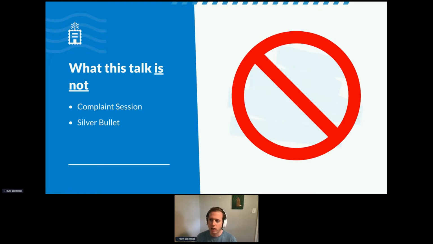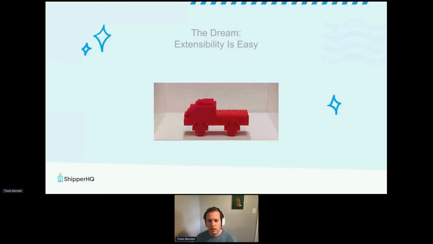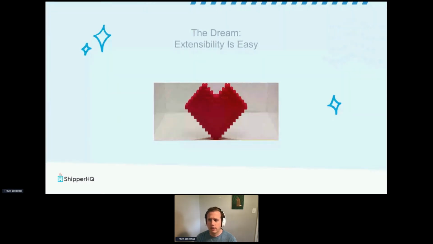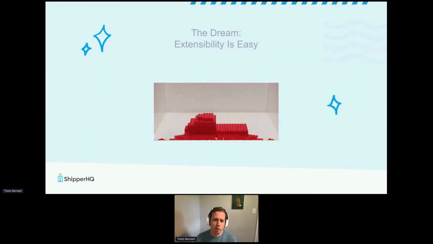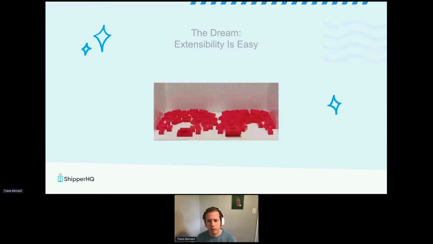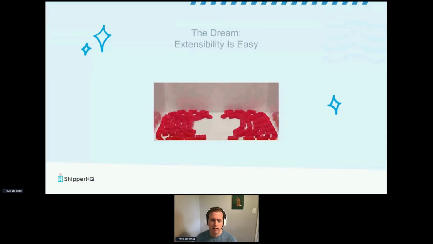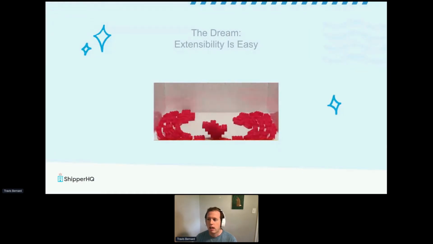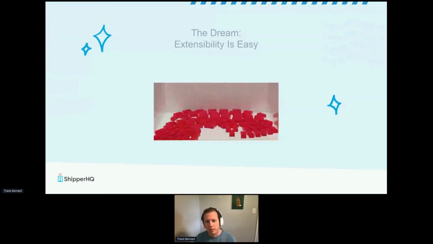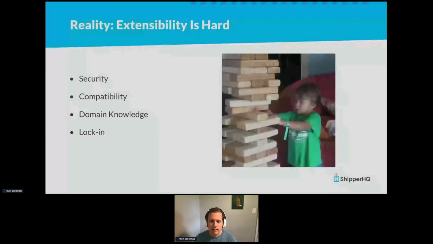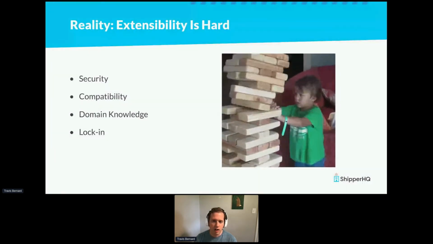So to get started, the first thing I wanted to talk about is the dream that we all want for Magento: that you have this omni-extensible platform that's easy for developers, easy for merchants, easy for SIs, and easy for us to sell. And that's a beautiful dream. I think, though, really the reality is that extensibility by nature is hard.